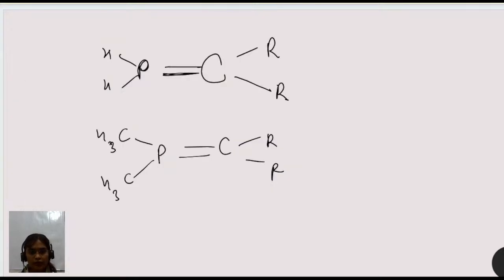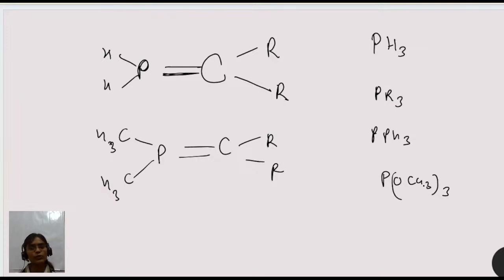Maybe you already know from coordination chemistry, we are having PH3 as a ligand. We are using PR3 as a ligand. We are using PPh3 as a ligand, and we are using P(OCH3)3 as a ligand as well. So phosphorus can be replaced by hydrogen or R or Ph and so on.